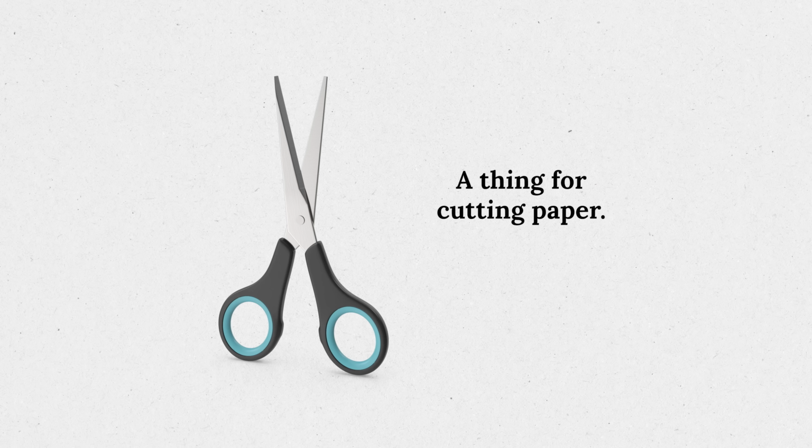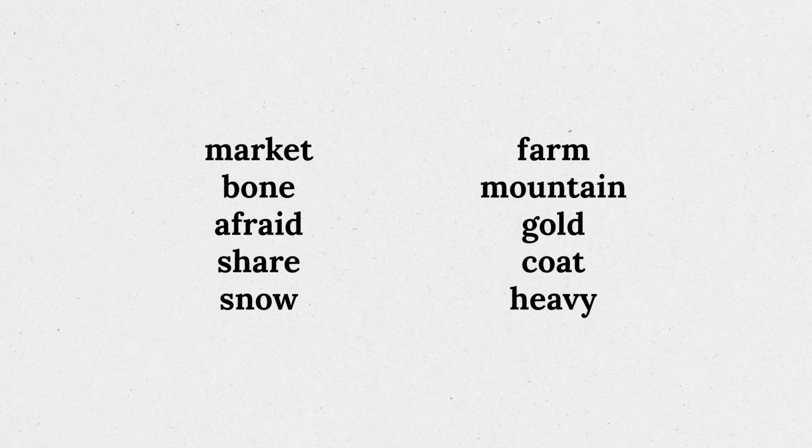Now let's do a quick activity to practice the 5 strategies. I'm going to give you a list of 10 words on the screen, and I want you to think about how you could go around those words. For example, for the word scissors, you might write a thing for cutting paper. Here is the list. Please share your ideas down in the comments under this video.